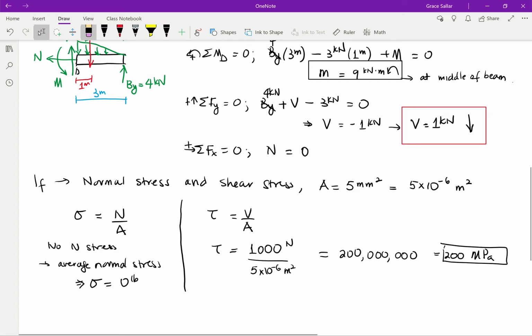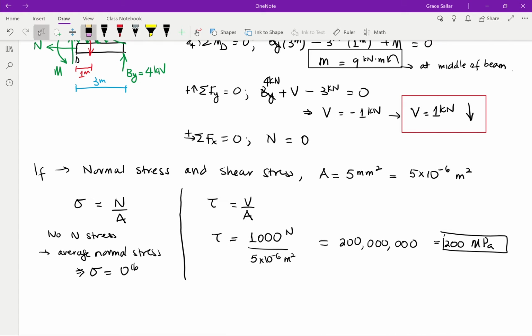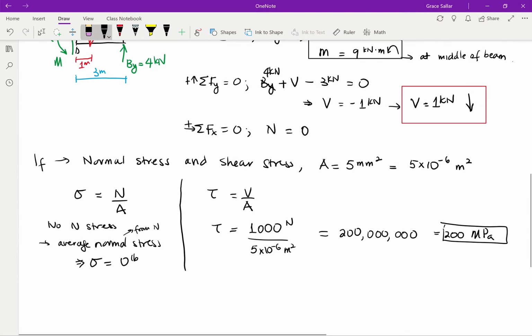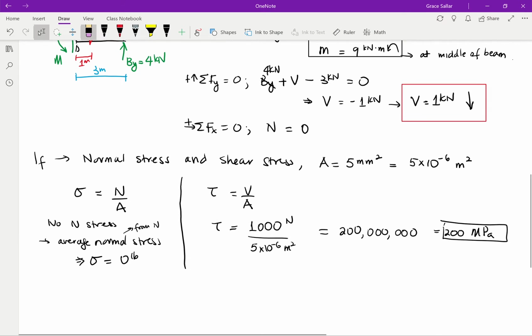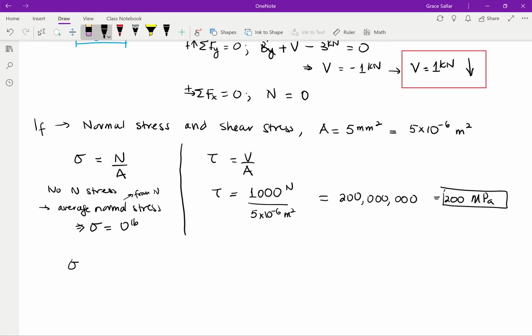Now, your shear stress depends on shear, and your normal stress only depends on N in this example, chapter 1. We're going to say that your normal stress from your normal force is equal to 0, and then your shear stress is equal to shear over A. Now in the future, you will see that you can find normal stress in other ways, including from moment. But that's something for another day.